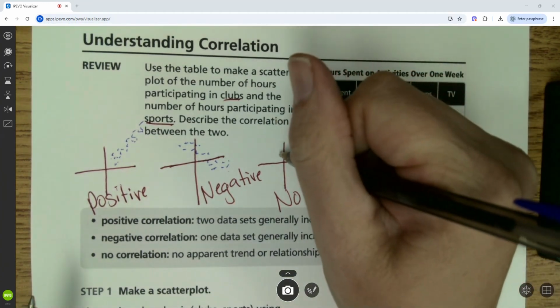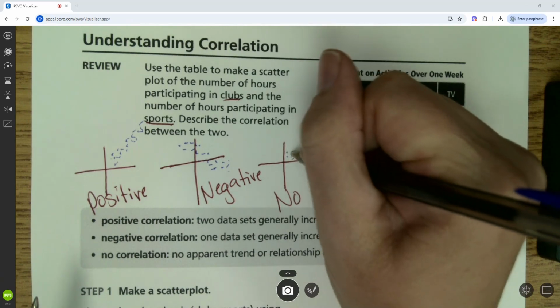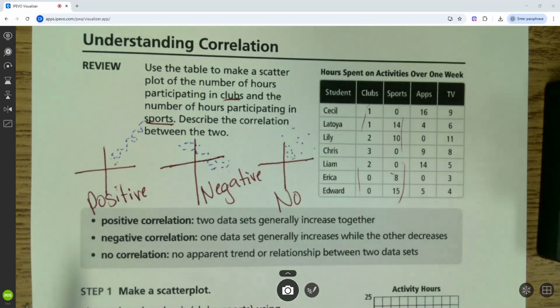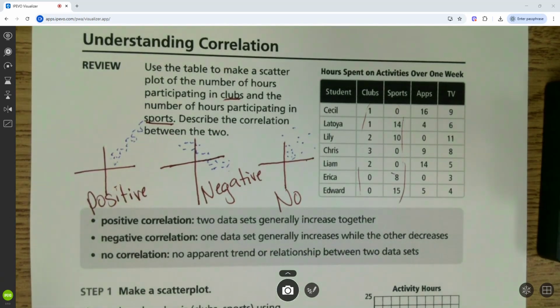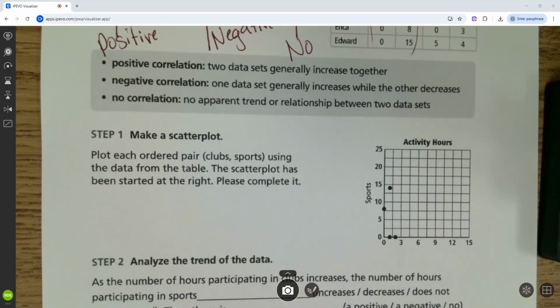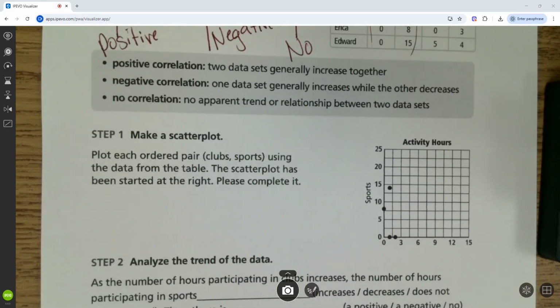If there's no correlation, that means your data is all over the place. You can't really tell which pattern. Is it traveling upward or downward? That's no correlation. So there's no apparent trend or relationship between the two sets of data. Okay, so step one is create a scatter plot.